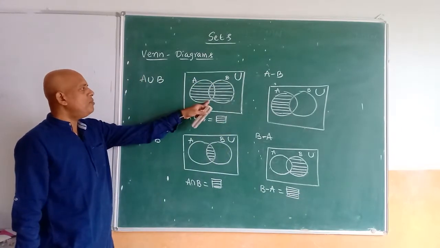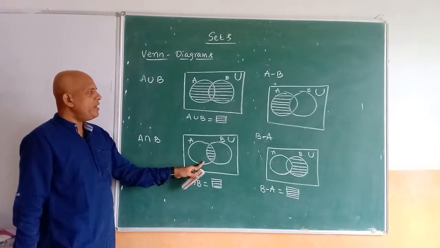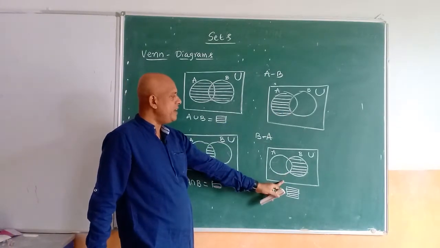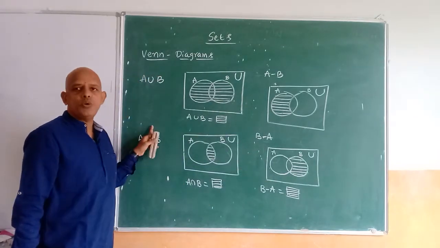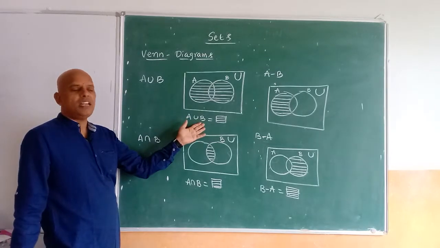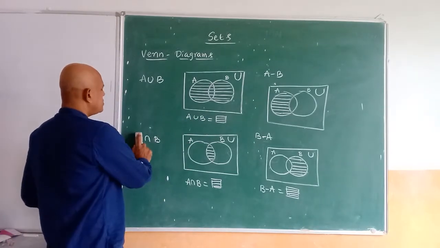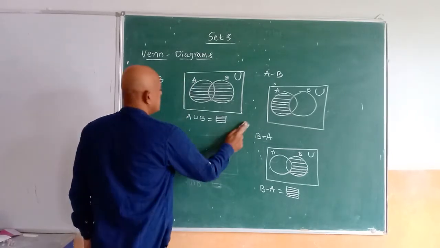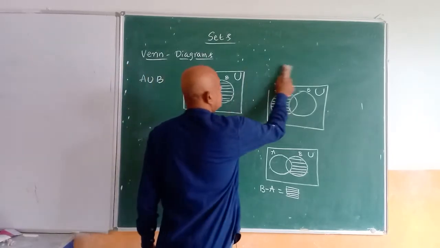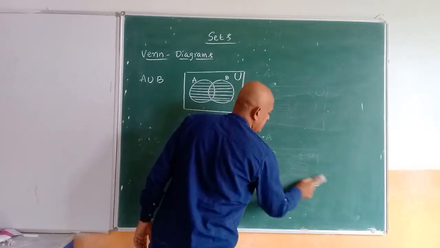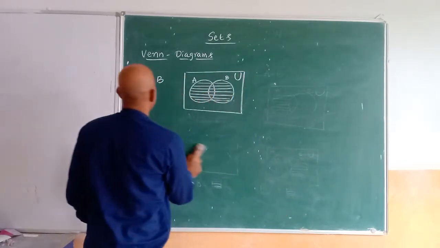So A union B Venn diagram, A intersection B Venn diagram, A minus B Venn diagram, and B minus A Venn diagram. This can also be shown in a single diagram. Let us see here. In this way also we can represent. There is one more way: we can represent all the operations in a single diagram. So how to represent all the diagrams in the single diagram? Let us see here.